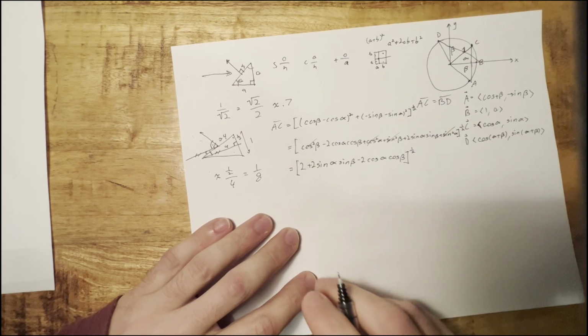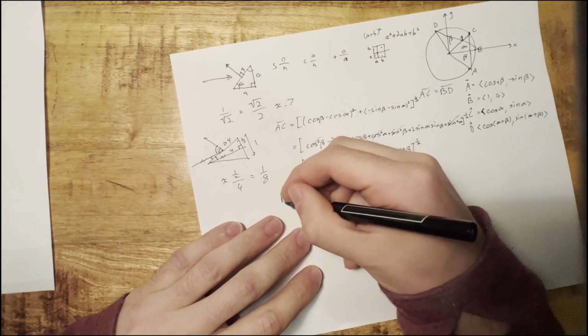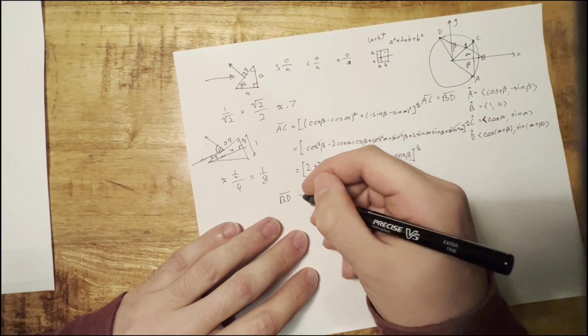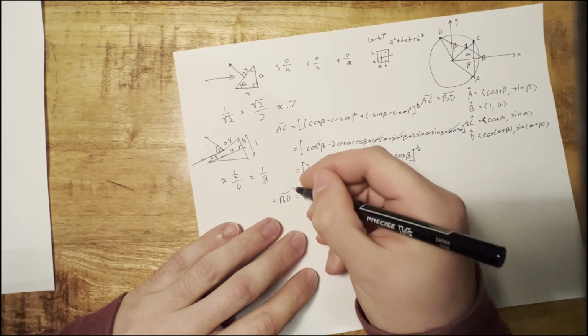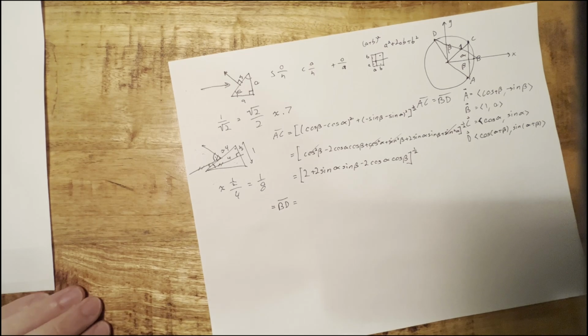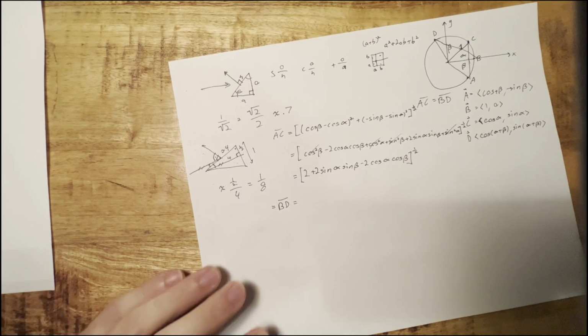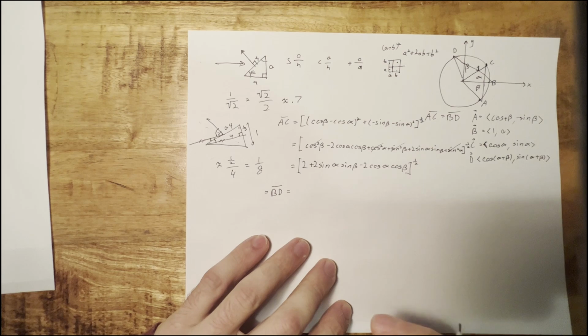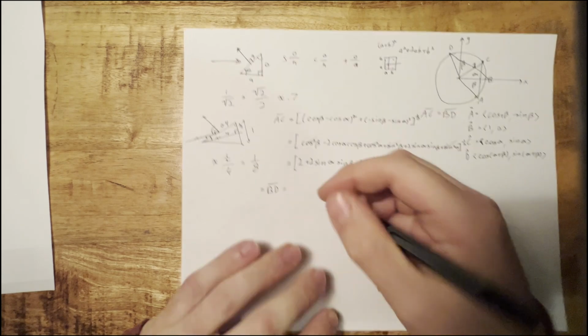All right, let's take BD. That one's a little bit easier. And again, these are equal. So this is equal to the previous line that I have as well. So B is just 1, 0, which makes things really easy.